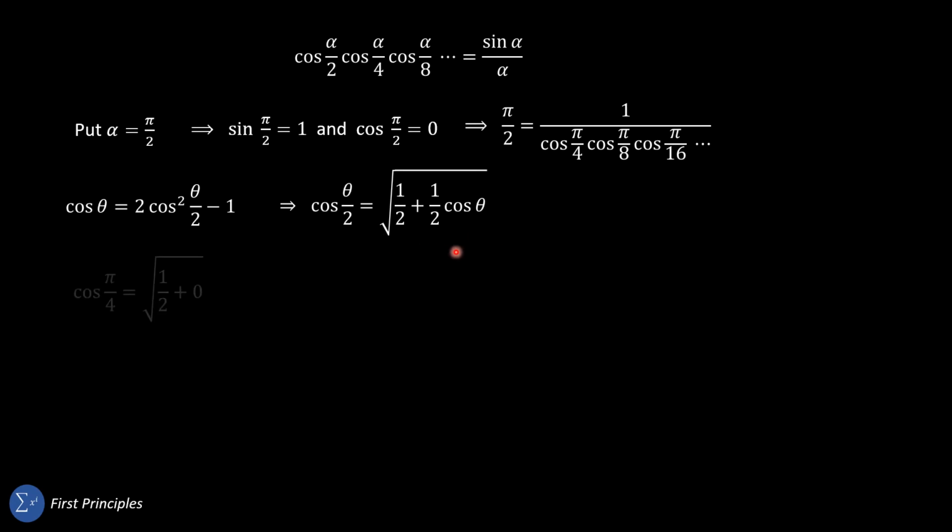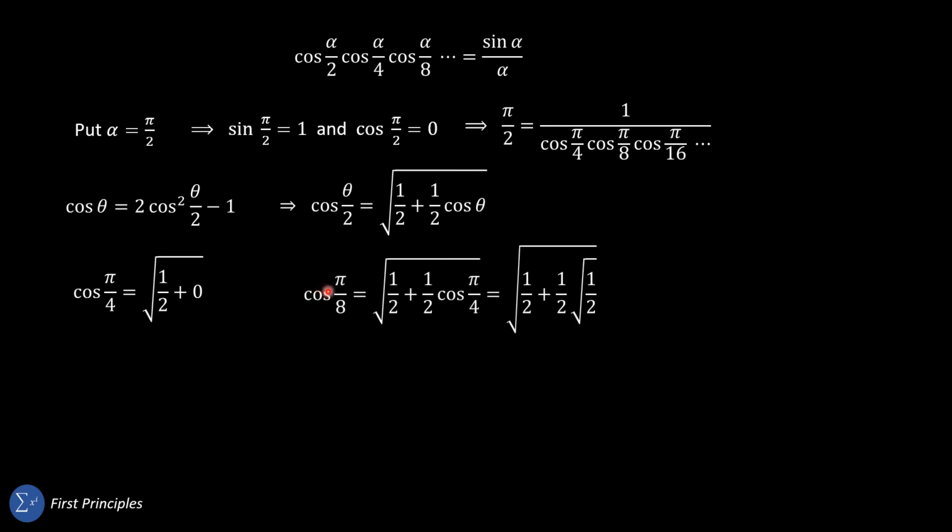Now I can use this equation to calculate cosine pi over 4, which we know already is the square root of 1 over 2, but based on this equation you can see that it is the square root of 1 over 2 plus 1 over 2 times cosine of pi over 2, which is 0, so it is the square root of 1 over 2. And if I continue this way for cosine of pi over 8, I calculate it using exactly this formula again by putting theta equal to pi over 4, but I calculated already that cosine pi over 4 is equal to the square root of 1 over 2.